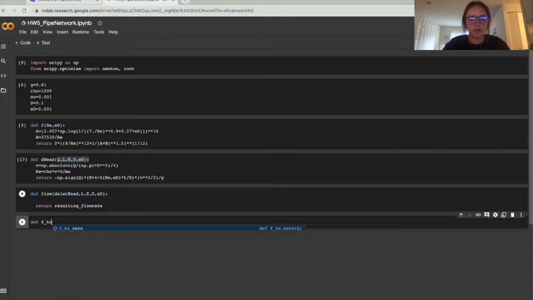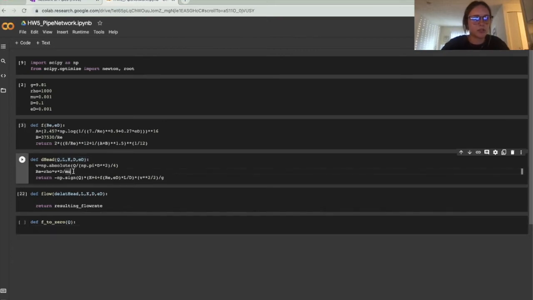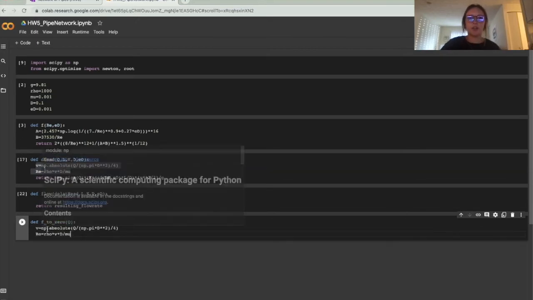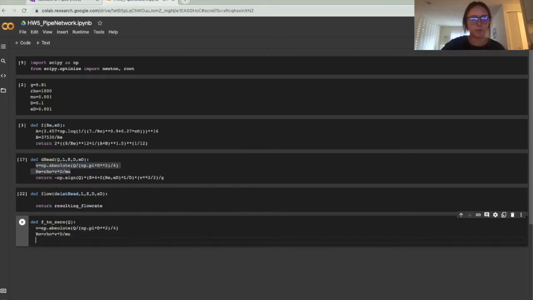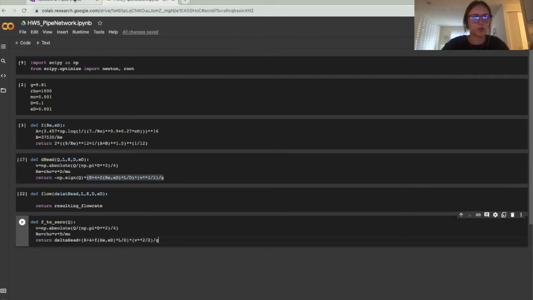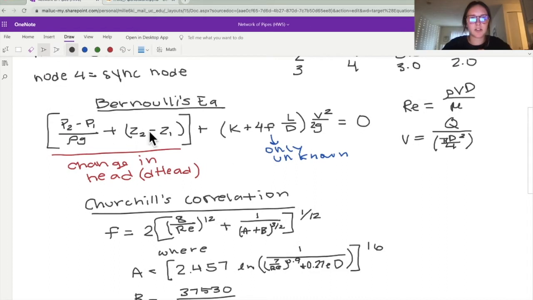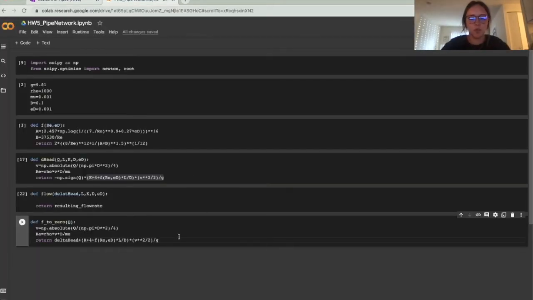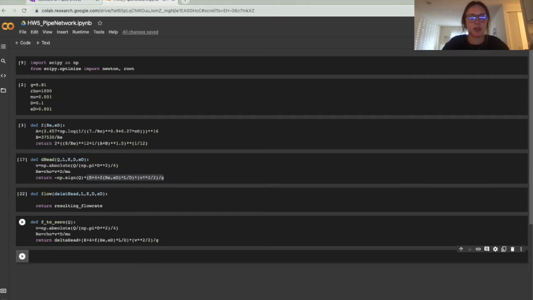So what we have to do is make a function again. I'm going to call it f to 0. And the only thing this is going to take in is Q. And what we want it to do is the same thing that d head did, we want it to calculate the velocity and the Reynolds number. And what we want it to return is delta head plus this right side of that equation that we were talking about. So we want it to give us this equation, and we are going to want it to give us 0, but we're going to see if that is going to work.